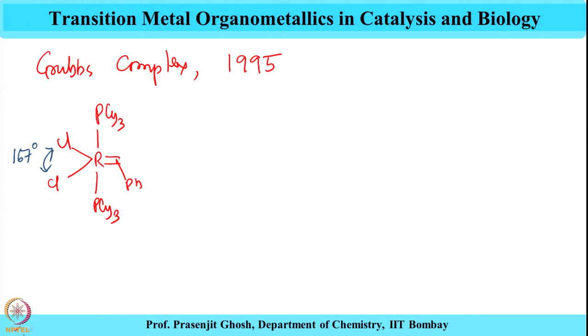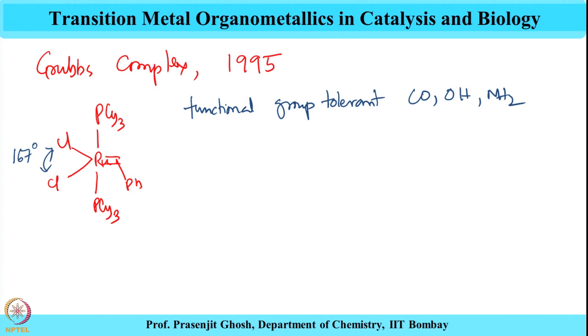Now, the main feature of this ruthenium compound is that it is functional group tolerant. It could tolerate groups like CO, OH, and NH2 amido, and the catalyst would not get poisoned by the presence of these groups in the olefin. Hence this was a very big attribute for this ruthenium carbene complex.